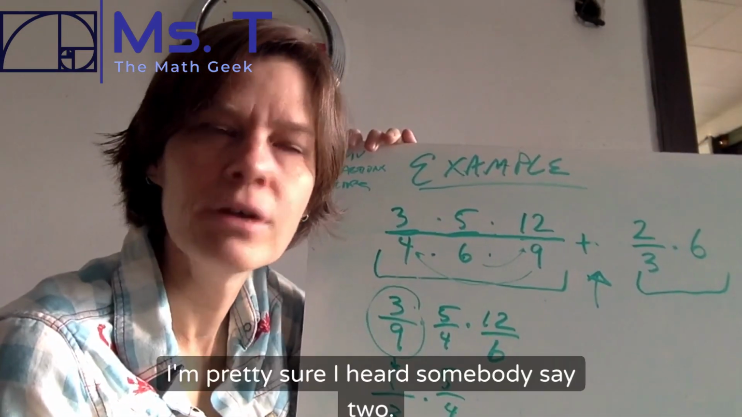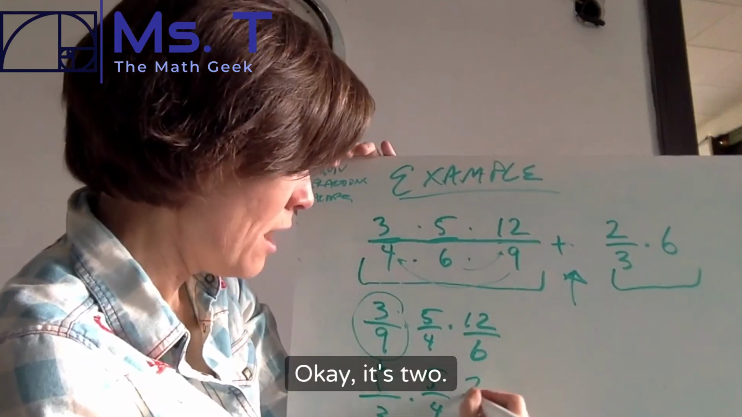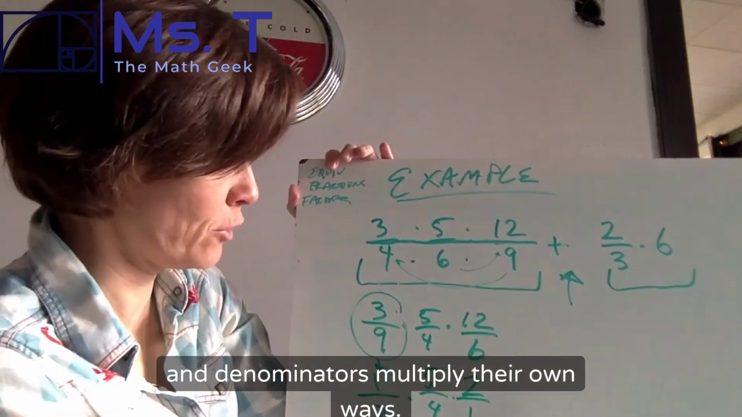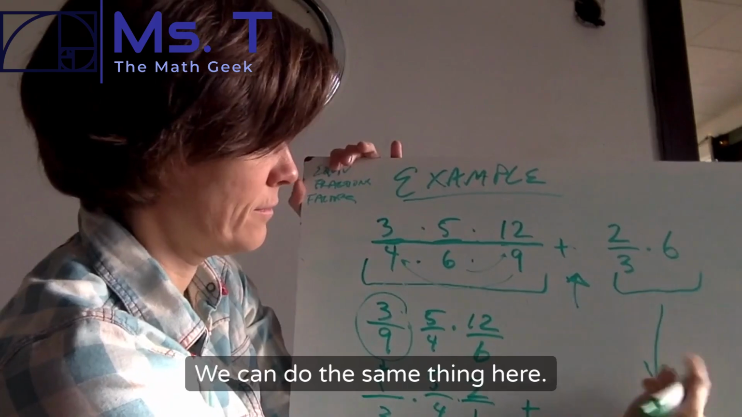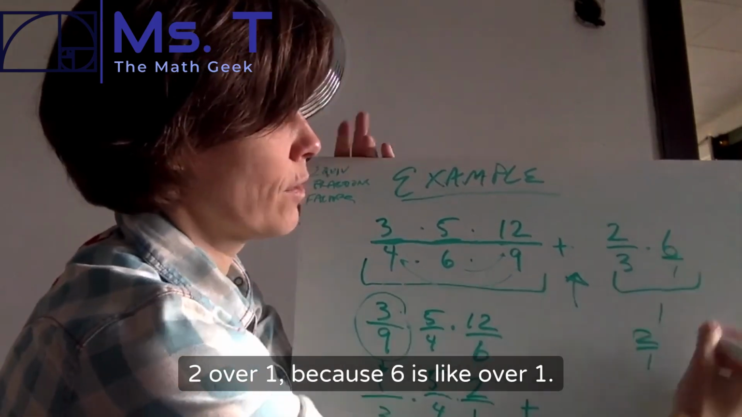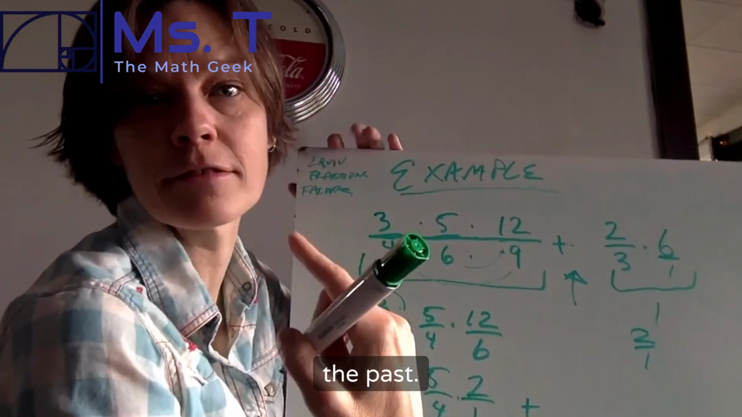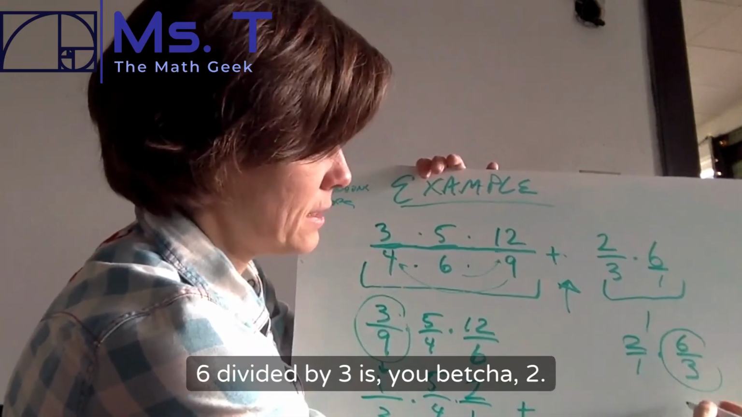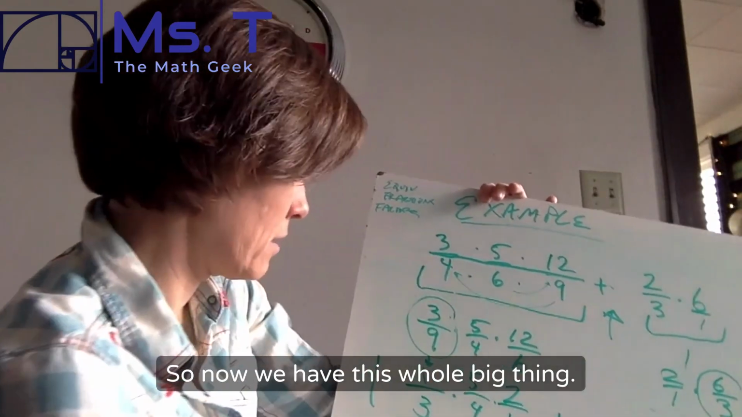Okay, but 12 divided by 6 is actually a whole number. What is it? Did you guys say 2? I'm pretty sure I heard somebody say 2. Okay, it's 2. But I'm going to write it as 2 over 1 so we know that the numerators and denominators multiply their own ways. Now over here, we can do the same thing. 2 over 1, because 6 is like over 1. We're going to learn that in the future, but in the past. Times 6 over 3. 6 divided by 3 is, you betcha, 2. And this is 2. So now we have this whole big thing.